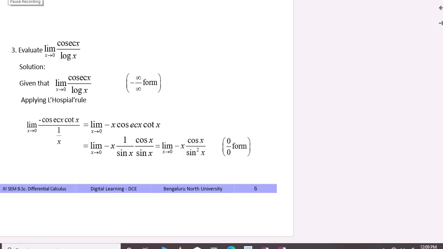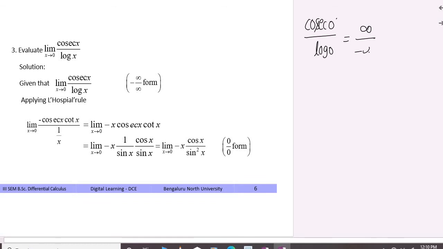Next question. Evaluate limit x tends to 0 cosecant x by log x. First you substitute x equal to 0 in the given function. Then we are going to get cosecant 0 by log 0. But we know that cosecant 0 is infinity, log 0 is minus infinity. That means minus infinity by infinity. This is indeterminate form. That's why to evaluate the given limit, we are going to apply L'Hopital's rule.